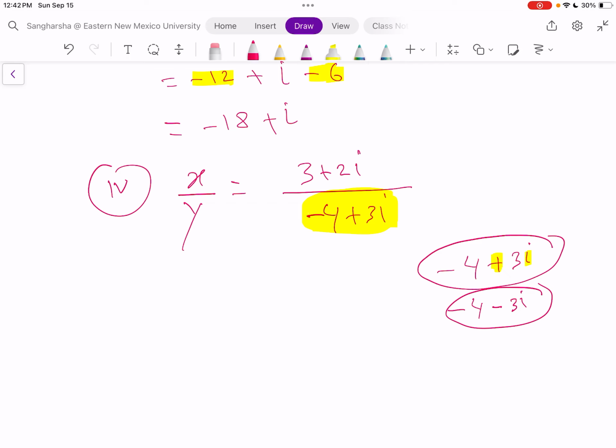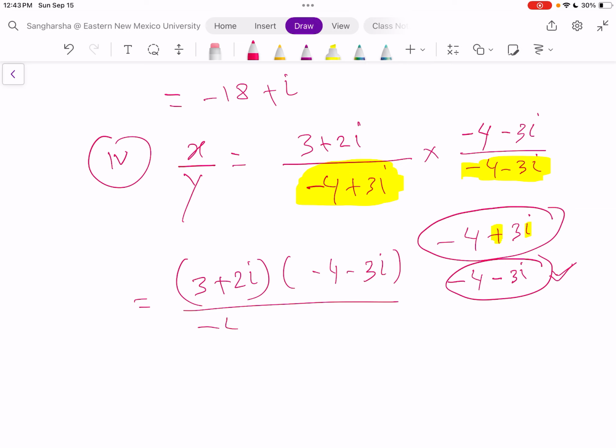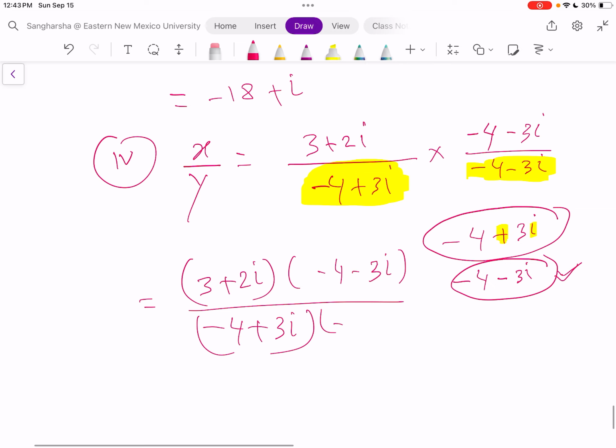Now we use this conjugate to multiply our complex number, and make sure you are multiplying in the numerator as well as the denominator. So we have negative 4 negative 3i divided by negative 4 negative 3i. So you are multiplying the denominator by its conjugate. This is 3 plus 2i times negative 4 negative 3i divided by negative 4 plus 3i times negative 4 negative 3i. So in the numerator we have a complex number times a complex number. In the denominator we have a complex number times a complex number.